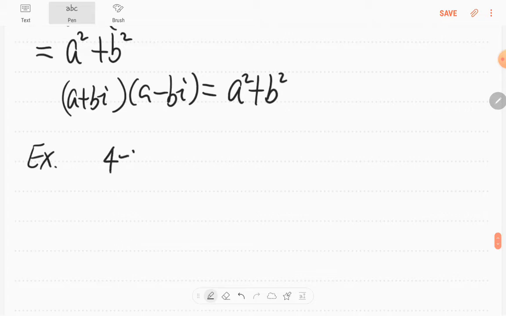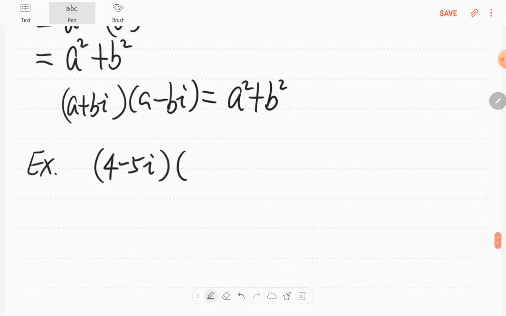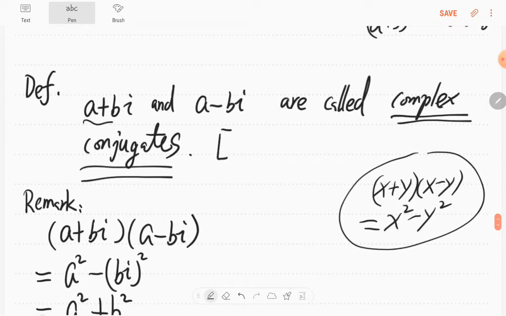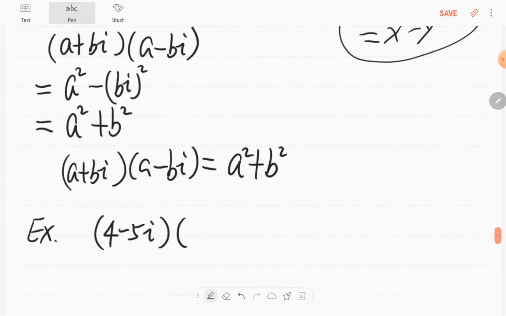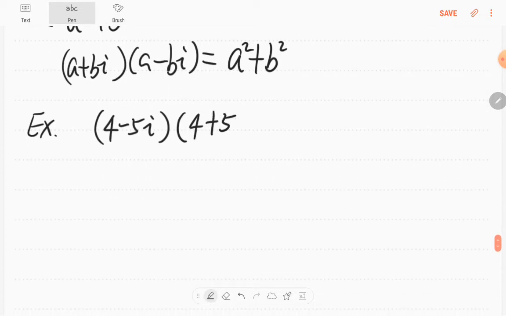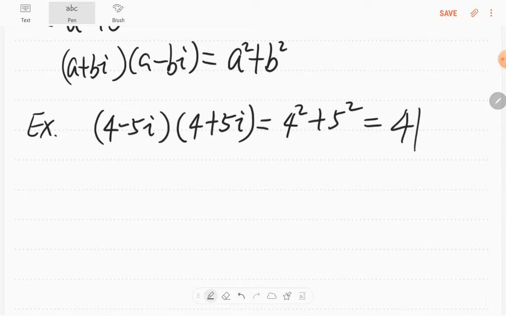If you have 4 minus 5i, you multiply this number by its conjugate. Conjugate is just to make the imaginary part the opposite sign. You can see these two numbers have the same real part and the opposite sign for the imaginary part. So the conjugate would be 4 plus 5i, and the result you can get quickly is equal to 4 squared plus 5 squared. So this is equal to 41. So it's a real number, right? A complex number times its conjugate equals a real number.